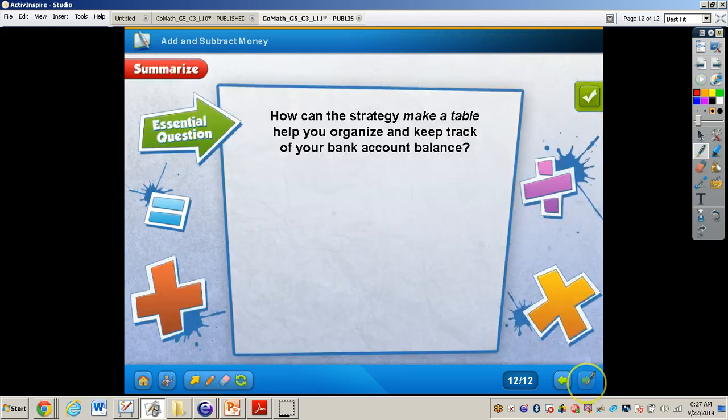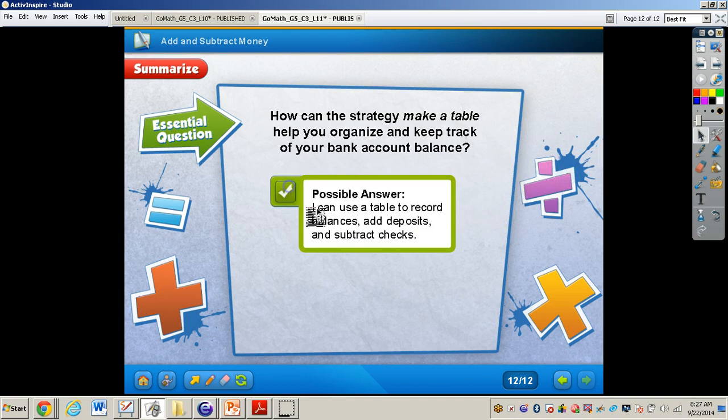And moving to the end of the video, looking at the essential question: how can the strategy make a table help you organize and keep track of your bank account balance? You can use a table to record balances, add deposits, and subtract checks. So if you have any questions about adding and subtracting money and story problems and creating a table, please come and see me.